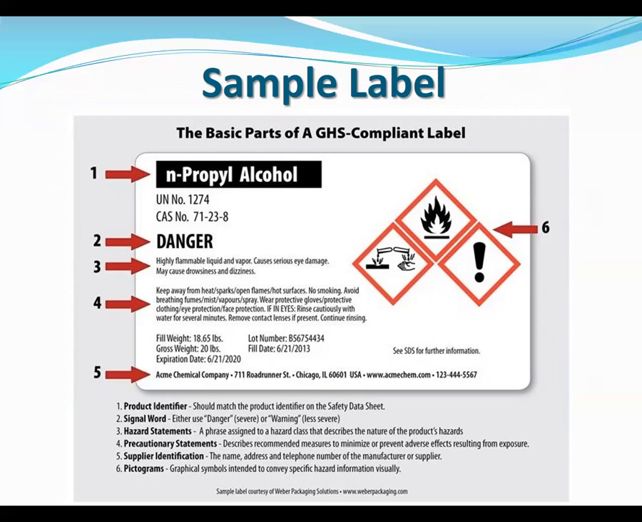Here's an example of a manufacturer's label with the different elements. Number 1 is your product identifier. This particular one is a propyl alcohol. This should match the product identifier on the safety data sheet. 2 is your signal word, danger in this case. Again, either use danger for the severe or warning for the less severe.